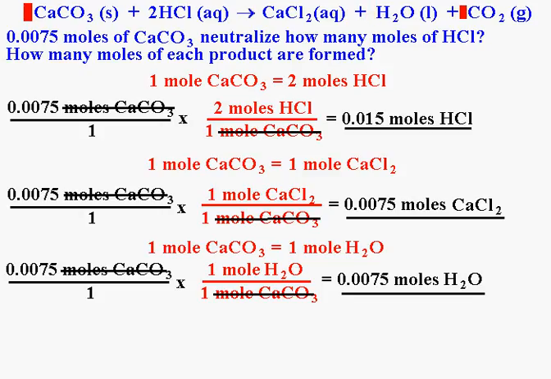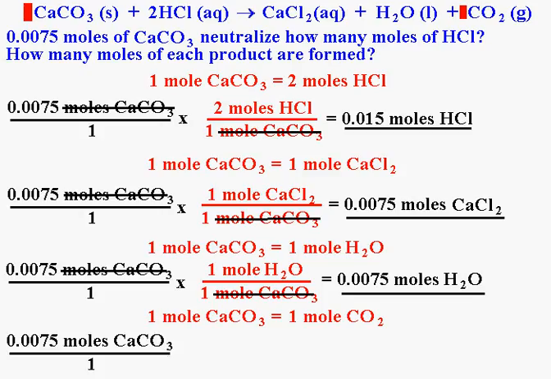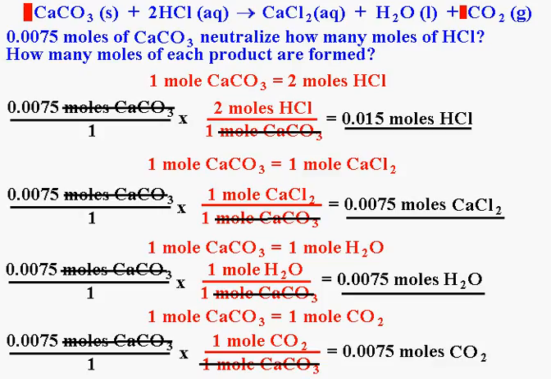All right, one more substance to go. There's no number in front of the CO2, so that means it's 1. So we get a conversion relationship between moles of CaCO3 and moles of CO2. I then convert by taking 0.0075 moles of CaCO3, multiplying by a fraction that has moles of CaCO3 on the bottom and moles of CO2 on the top, and I learn that 0.0075 moles of CO2 are made.